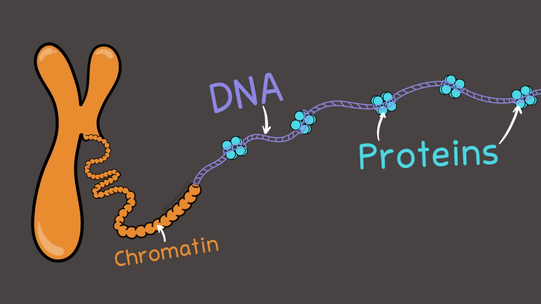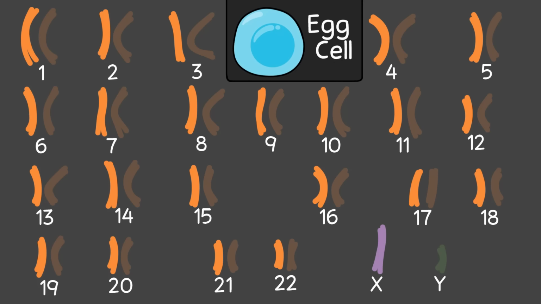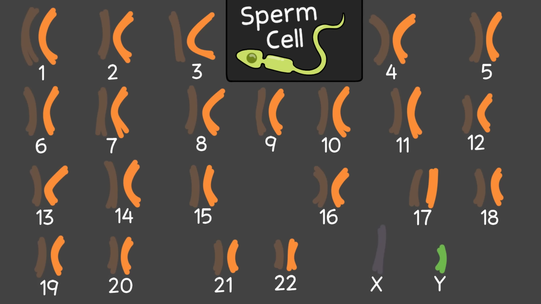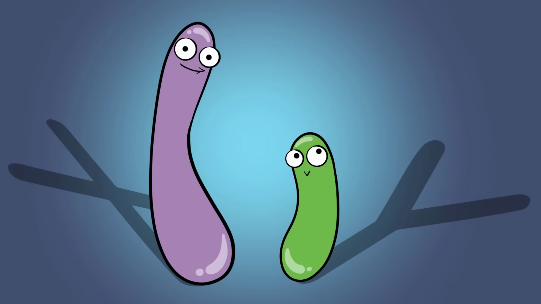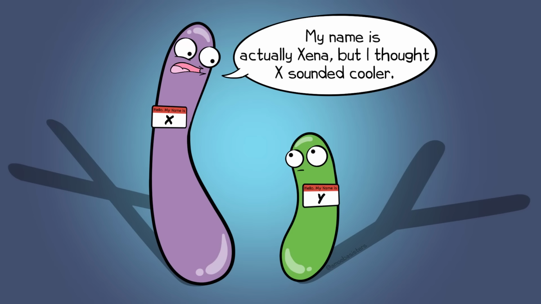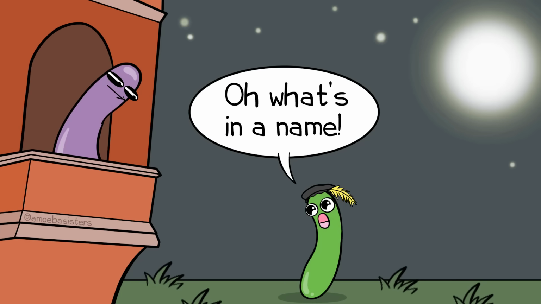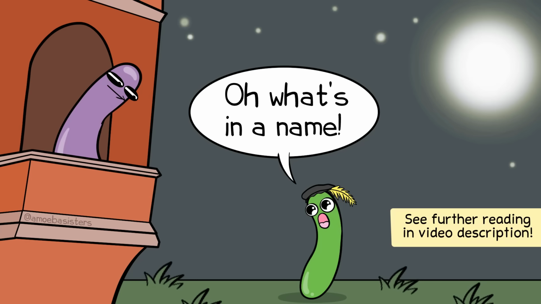Chromosomes are made up of DNA and protein. They contain your genes. 23 of this person's chromosomes came from an egg cell, and 23 came from a sperm cell. The last 2 of the 46 chromosomes in this karyotype are called sex chromosomes. The sex chromosomes are commonly called X or Y chromosomes, but X and Y have nothing to do with the shape of the chromosome. The reason for the X and Y names is really interesting. Check out our further reading to learn more.